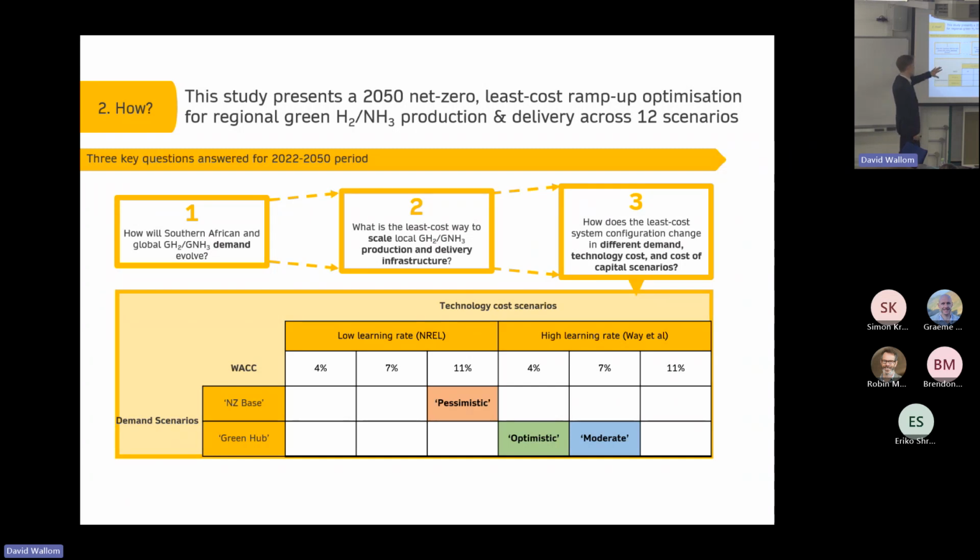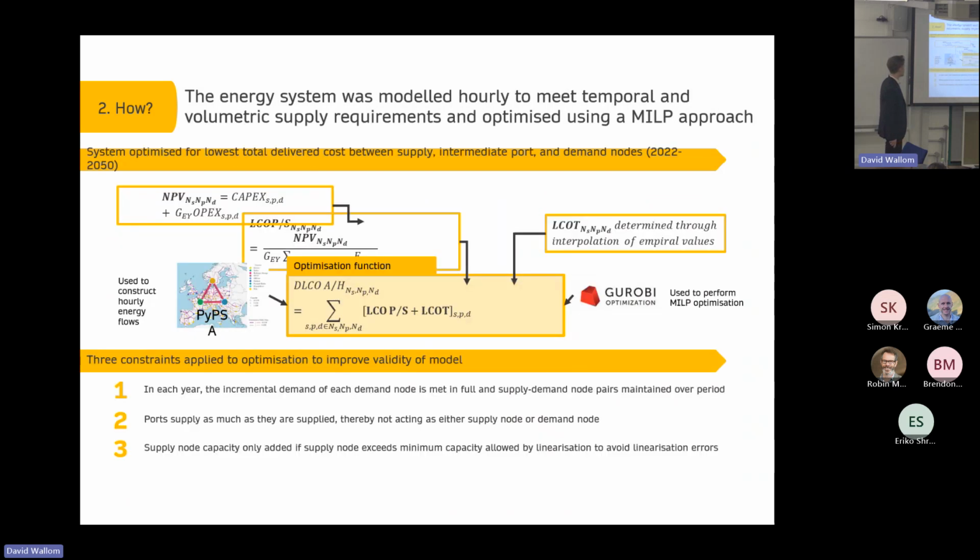And so those scenarios are what you see here. Basically, I have an optimistic and pessimistic demand scenario, and the same thing with your learning rates or technology costs. And then I test all of that with different cost of capital assumptions. So that's just setting the scene.